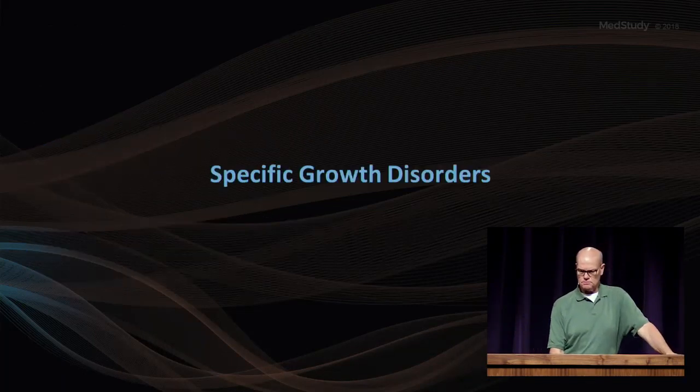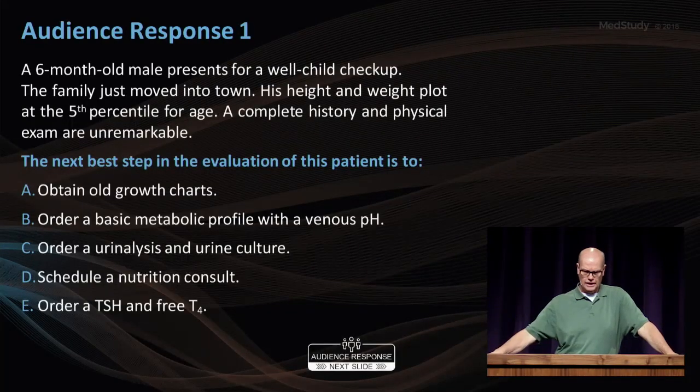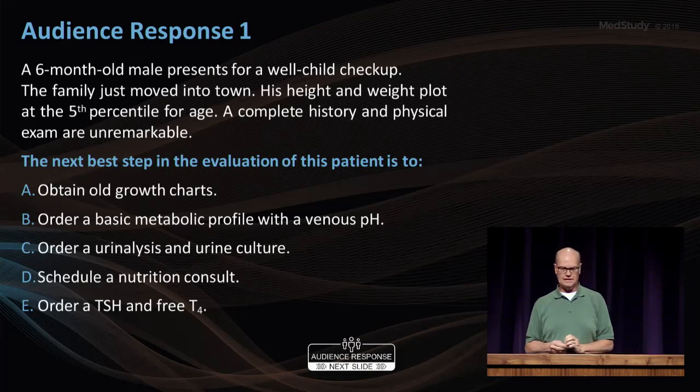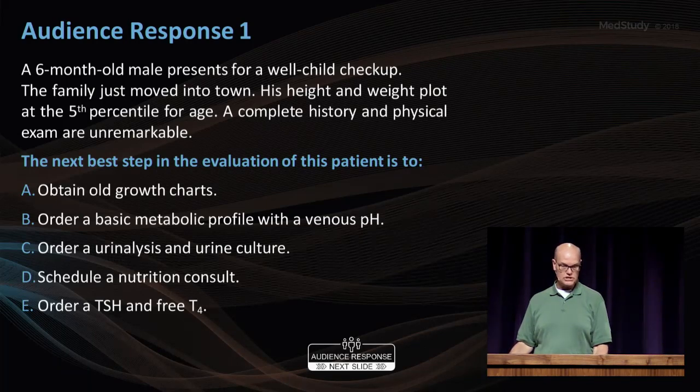Okay, so let's look at some specific growth disorders and start with an audience response question about this 6-month-old here for a well child check, new to your practice. Height and weight plot at the 5th percentile for age, history and physical are unremarkable. What's the next best step in the evaluation of this particular patient? Growth charts or basically specific workup from a metabolic standpoint.